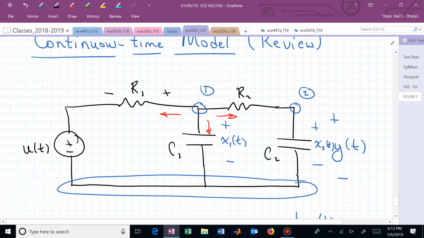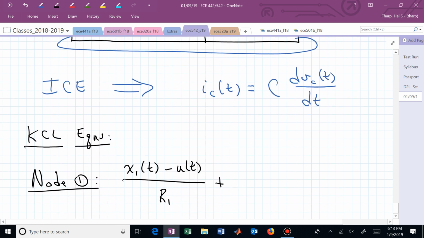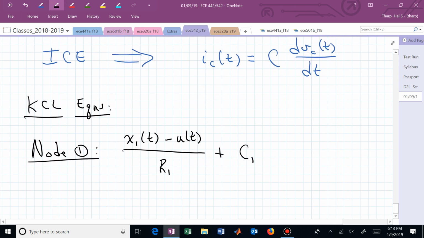C1 times the derivative of x1. That's just ice, isn't it? That's why we remembered ice until we retire. That current going down is now simply C1 dx1 of t dt. And that's not x1, is it? That's a derivative of x1 scaled by a capacitor value.